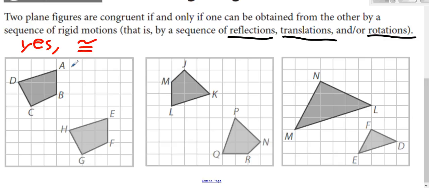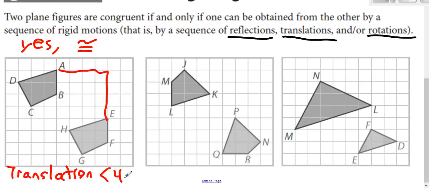If you just translate A 4 to the right and down 4, and you do the same thing with B, 4 to the right, down 4, and then C, 4 to the right, down 4, D, 4 to the right, down 4. It maps perfectly onto EFGH. So you know that they are congruent because it is a translation. If you wrote that as a vector, 4 to the right, down 4.